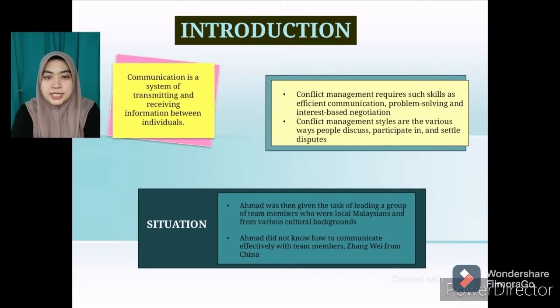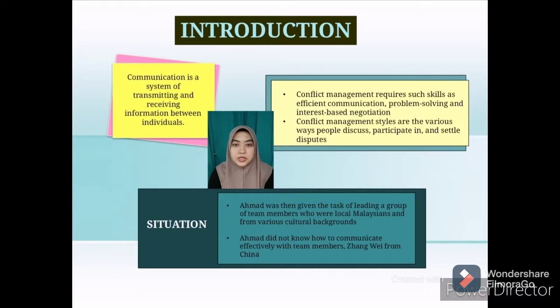Okay, for the introduction, communication is a system of transmitting and receiving information between individuals. Communication can be described as a process of transmitting an individual's knowledge, emotion, and ideas to another individual or group of people. Next, conflict management requires such skills as efficient communication, problem solving, and interest-based negotiation.